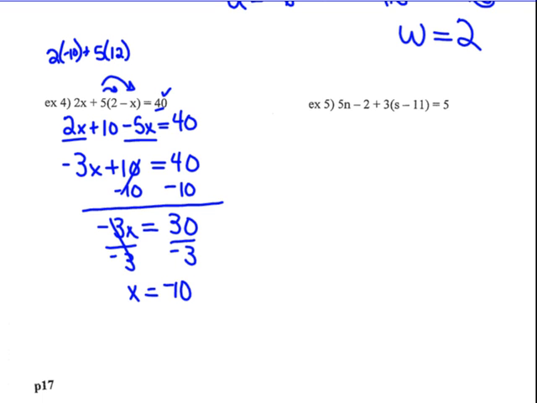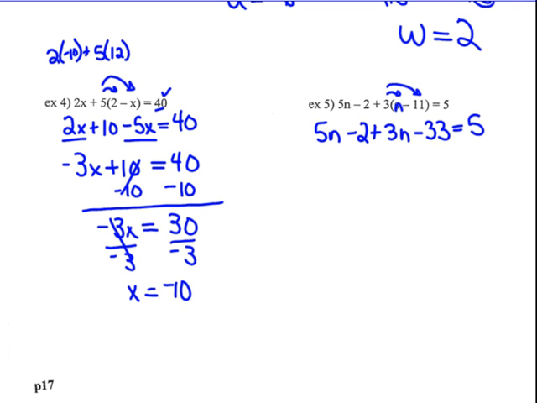On to problem number 5. Oh, this is supposed to be an n. Please correct that. That's supposed to be an n. I have distributing and like terms in this problem. So I'm going to distribute first. 3 times n, 3n. 3 times negative 11, negative 33. Bring down my other terms that I have not done anything with. And I have 5n minus 2 plus 3n minus 33 equals 55.